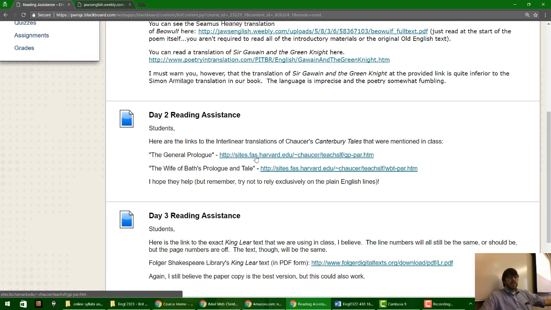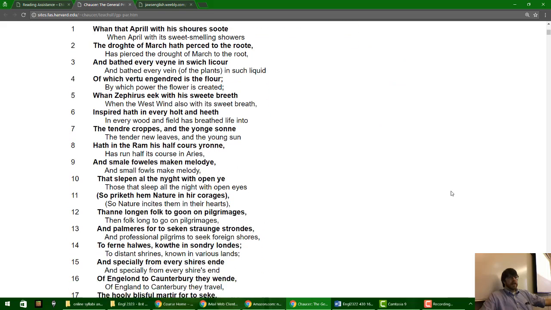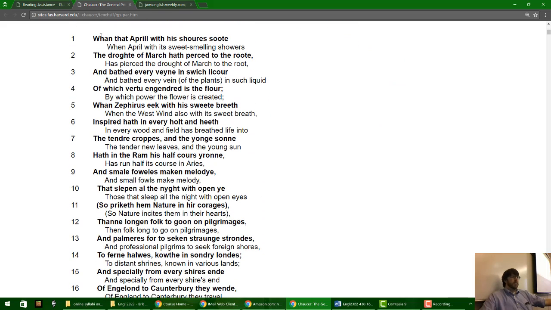I've got the Canterbury Tales, and this is what I was telling you is the website for the Canterbury Tales. It's much easier. This one has what I was telling you with Shakespeare I actually don't like. It says, watch this. Here's Canterbury Tales: the draught of March hath pierced to the root and bathed every vein in such liquor, of which vertu engendred is the flour. That's what's in your book. But this says, when April with its sweet-smelling showers has pierced the drought of March to the root, and bathed every vein of the plants in such liquid by which the power of the flower is created.